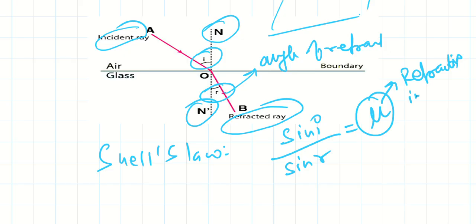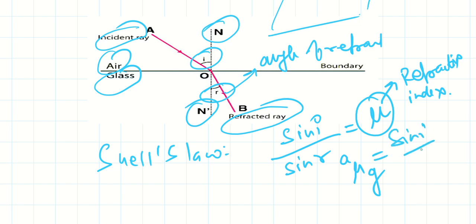Okay, so how will you say refractive index? You can say it like that. This is the refractive index. Suppose the second medium is glass. Here you can see the first medium is air. So you can say it is the refractive index of glass with respect to air, and this is equal to sine i upon sine r.